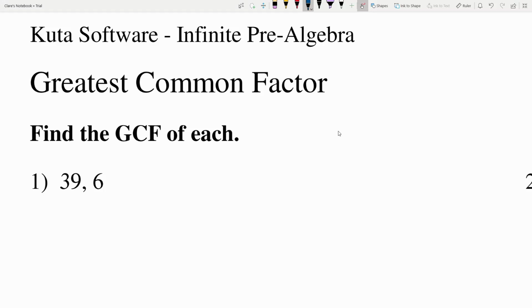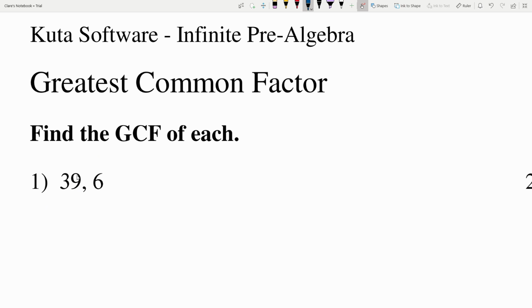In this video, we're going to complete the Kuta Software Infinite Pre-Algebra free worksheet, Greatest Common Factor. Our directions for this entire worksheet are to find the GCF, otherwise known as the greatest common factor, of each. In previous lessons, we went over how to find the factors of numbers. The greatest common factor is the greatest factor that divides all of the numbers given.